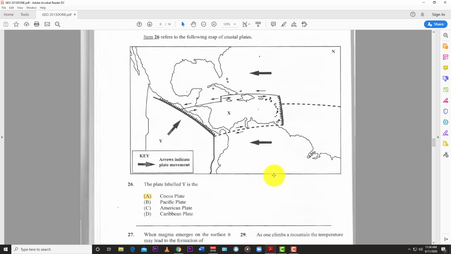Number 26 refers to this diagram. They say the plate labeled Y is the, and you should know this, that's the Caribbean right here. And you have the Pacific right here. Central America, South America, North America. And so the Cocos plate. All right, that's the Cocos plate, Y.